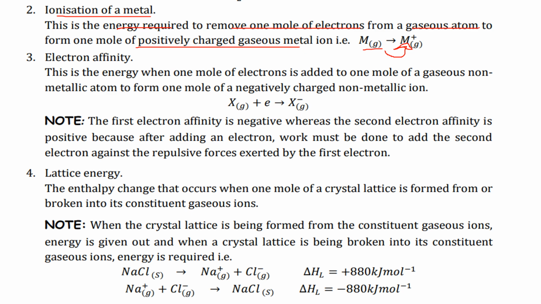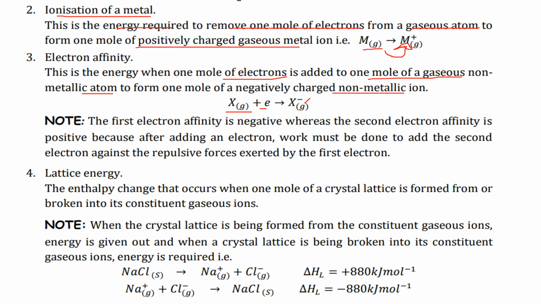So proceeding to electron affinity, it is the energy given out when 1 mole of electrons is added to 1 mole of a gaseous non-metal atom, so that we can form 1 mole of a negatively charged non-metal ion. Whenever you have a gaseous atom and you add an electron to it, first of all it becomes negatively charged, but also addition of electrons is going to release energy. So the energy released is what we call electron affinity.